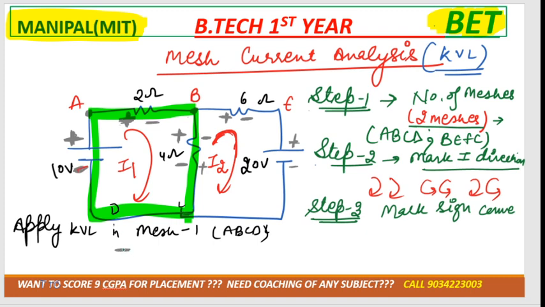Negative, right? Then the resistance between A and B is 2 ohm, correct? And the current flowing between A and B is I1, right? Then you are moving from B to C. Now tell me what is the second sign?